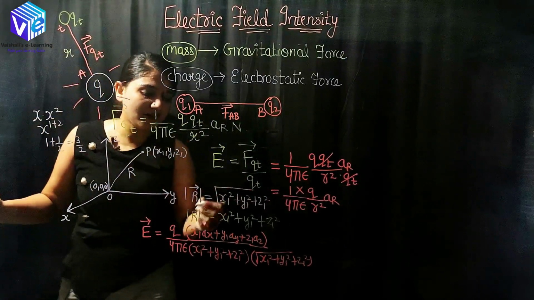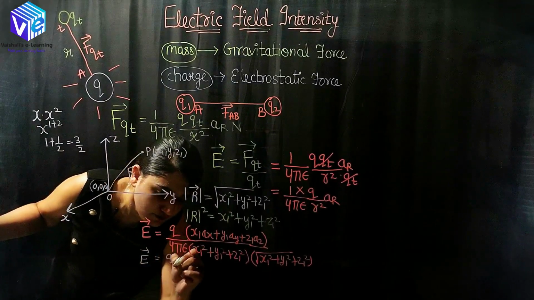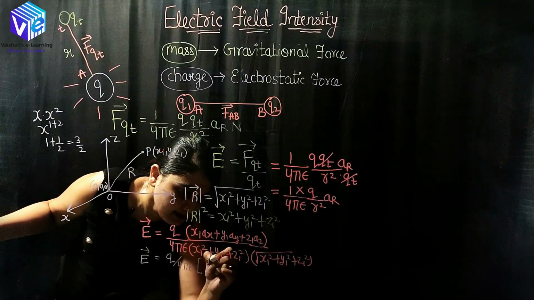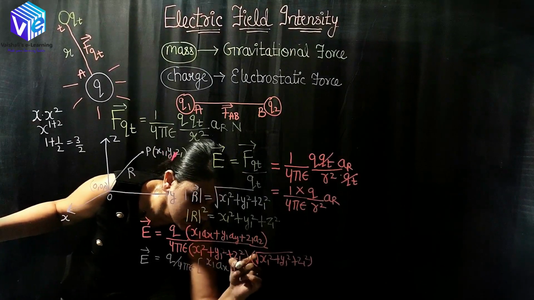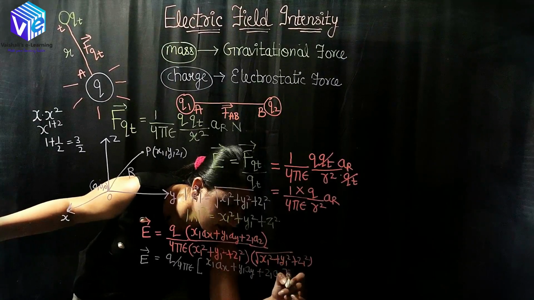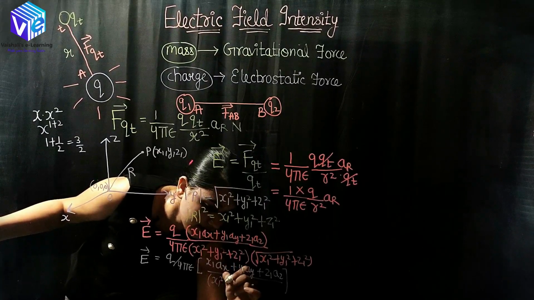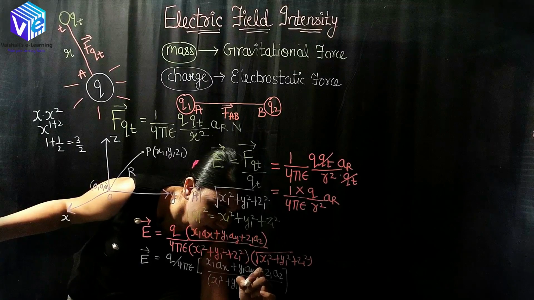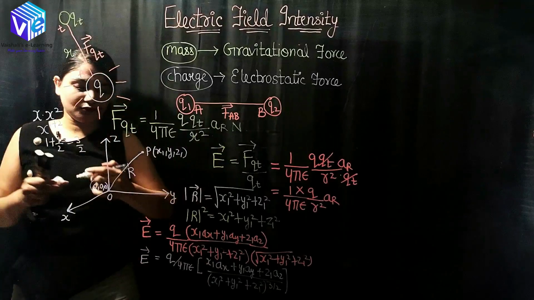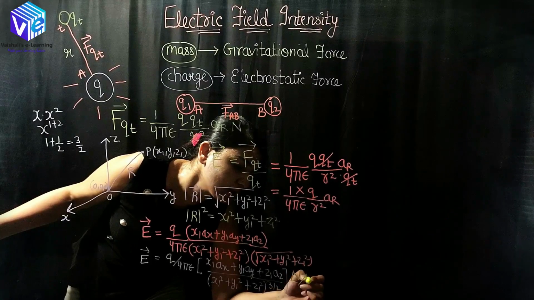So now I can simplify it and I can write E is equal to Q upon 4 pi epsilon, multiplied by x1 AX plus y1 AY plus z1 AZ, which is divided by x1 square plus y1 square plus z1 square raised to power 3 by 2. So now what would be the unit? Unit will be Newton per Coulomb.